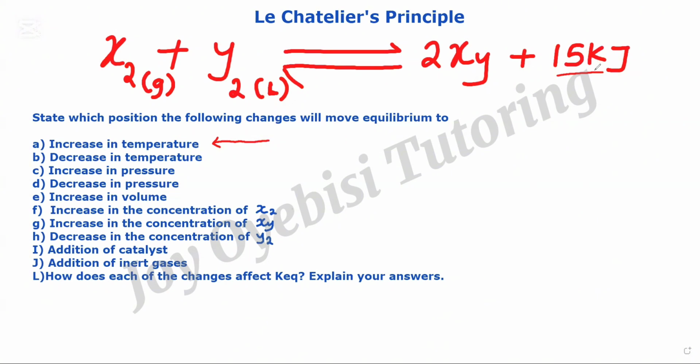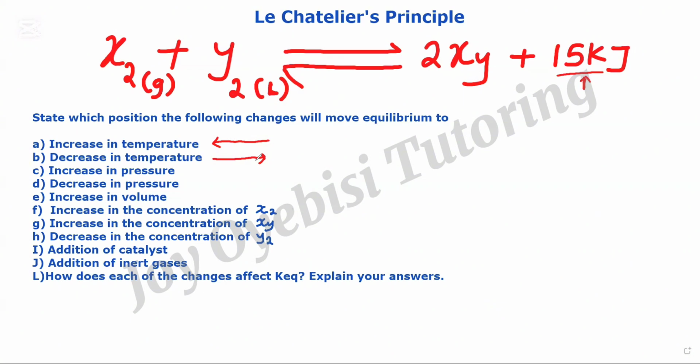Since the heat is on the right-hand side, equilibrium is going to move to the left in order to counteract the increase in temperature. Now, if we decrease temperature, it's the same thing as removing this heat. So equilibrium is going to move towards it in order to replace it. So this is going to favor the product side, which is the right-hand side. So equilibrium will move to the right.